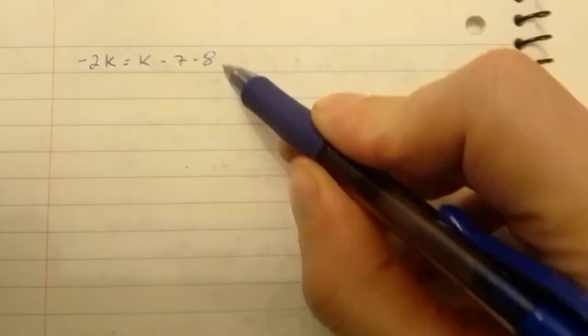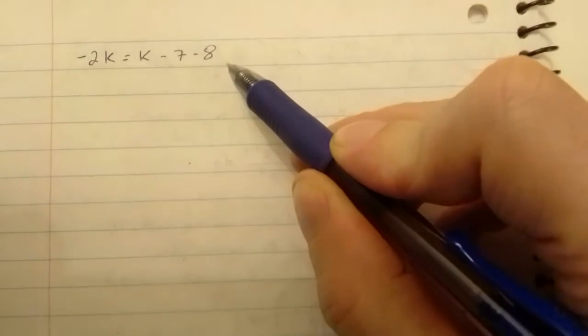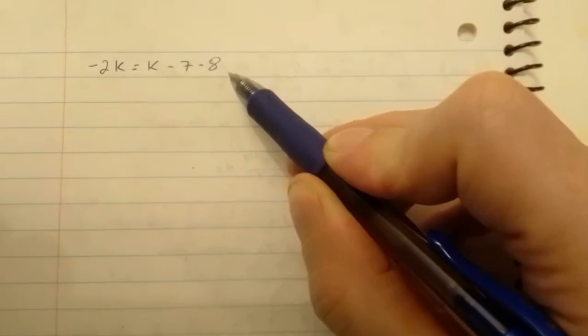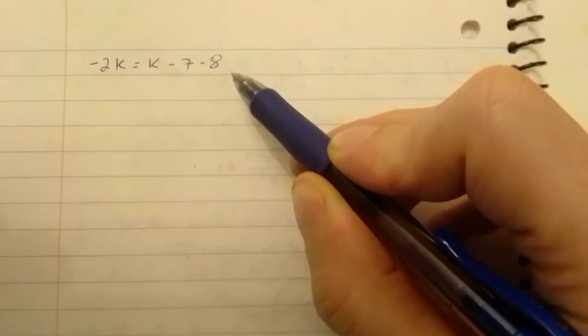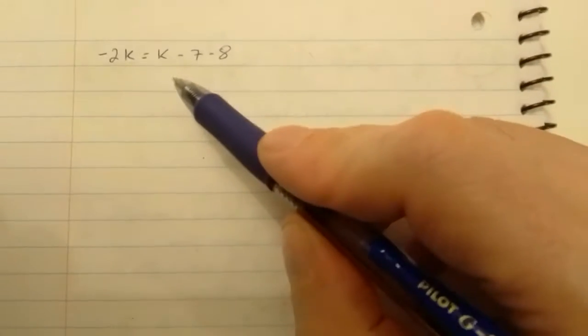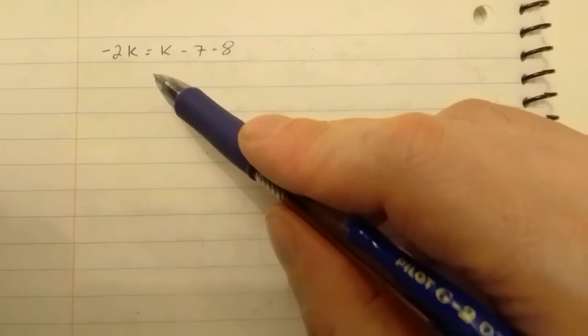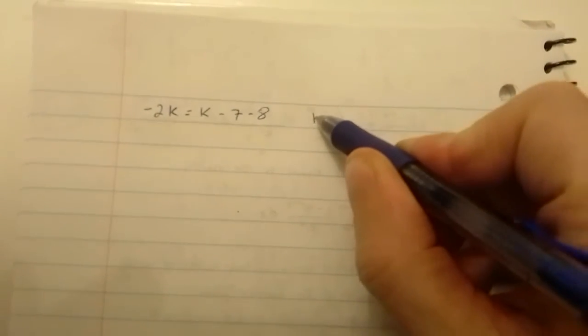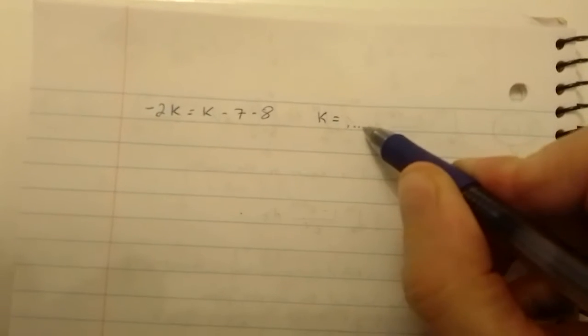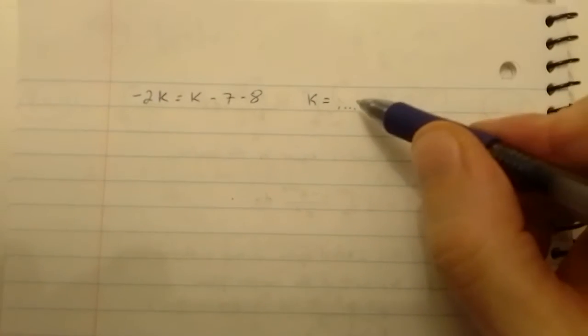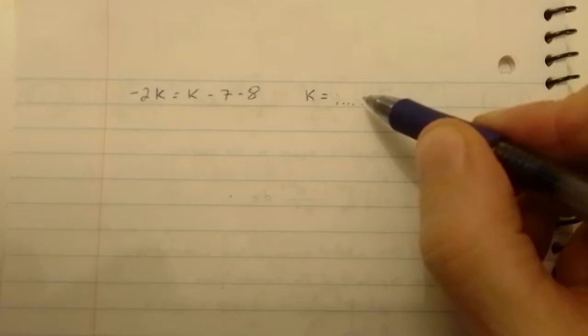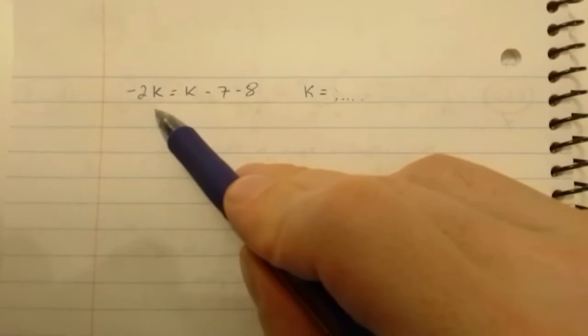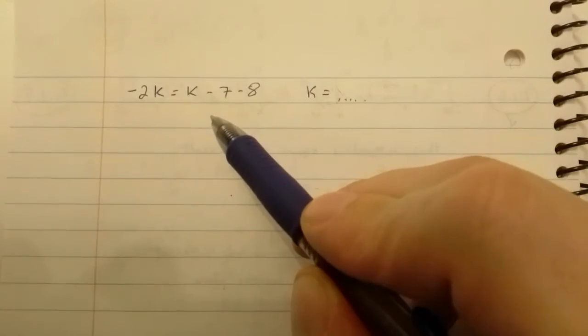This is the original equation. We want to find the value of k that makes this equation true. We probably cannot guess, so we will rearrange the equation until we have something that looks like k equals some number, and then whatever number we got will be the correct number that would make this relationship true.